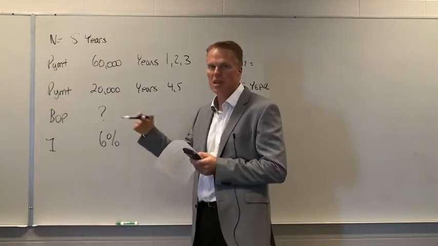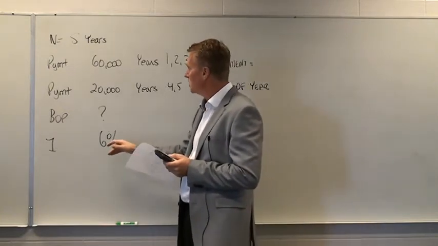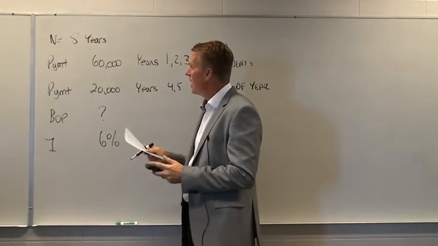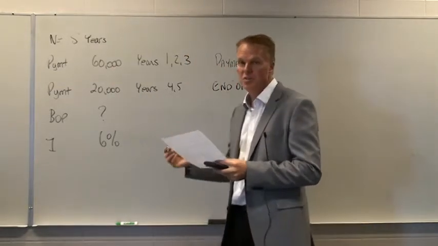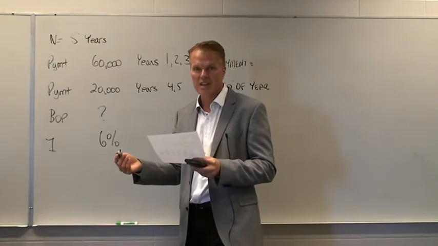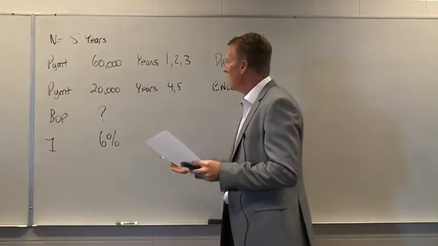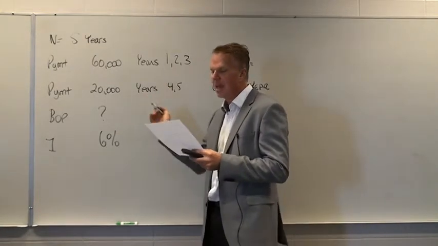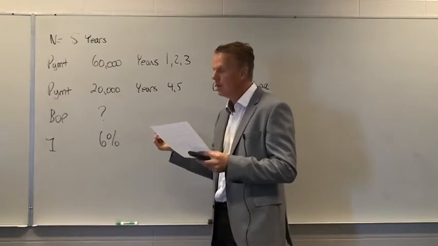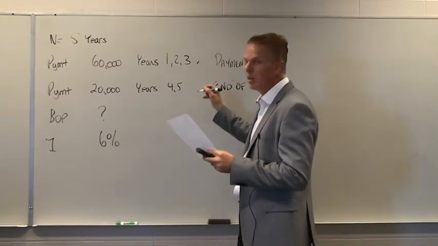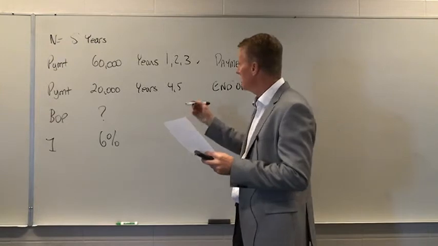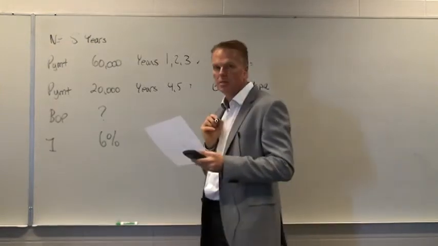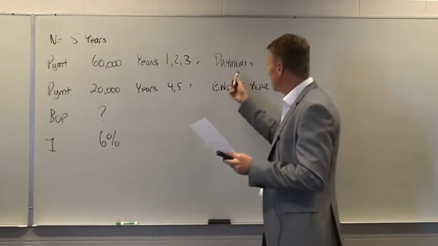What is the beginning of period amount? 6%, 5 years. Our future value is going to be 0 because we've got to pay this down. It's a lease. So again, how do we calculate this? Well, this calculation is pretty straightforward. You've done that many times. But this one, it's a little bit challenging. Payments are going to occur at the end of the year.